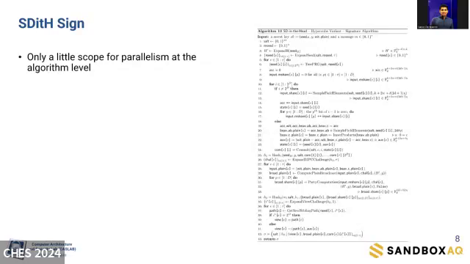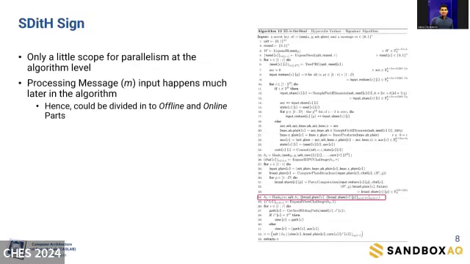Now, coming to the signature generation process, there is only a little scope for parallelism when compared to key generation. But one thing we observe is that the processing of the message happens much later in the algorithm. Hence, we could divide the signature generation algorithm into two phases, an offline phase and an online phase. In the offline phase, we do all the pre-processing that is required once before the message arrives. Once the message arrives, in the online phase, we do all the operations that use the message.